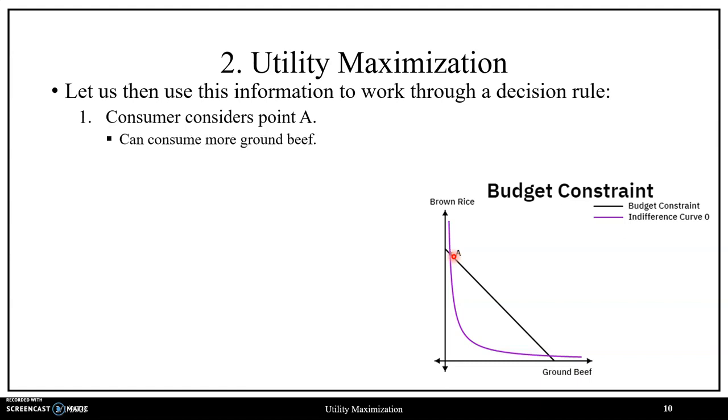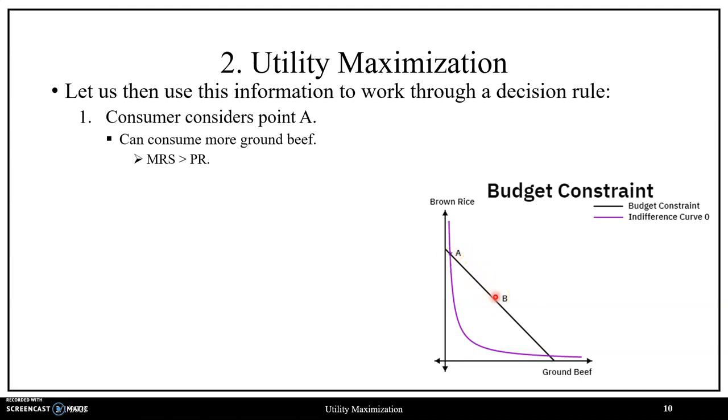The answer is going to be no, in that there's incentive to consume additional quantities of ground beef and less quantities of brown rice, and this is going to be due to the marginal rate of substitution being greater than the price ratio, or in other words, the rate at which this consumer will give up brown rice for further quantities of ground beef is greater than what the market is asking for, or in other words, additional utility provided by ground beef is greater than that of its cost. Therefore, the consumer has incentive to consume more ground beef, and since income is finite and they're using all of their income, that means giving up some brown rice. So this is generating that rightward movement along our budget constraint.